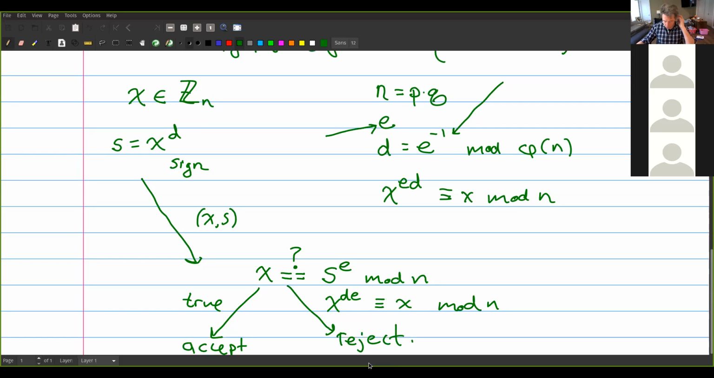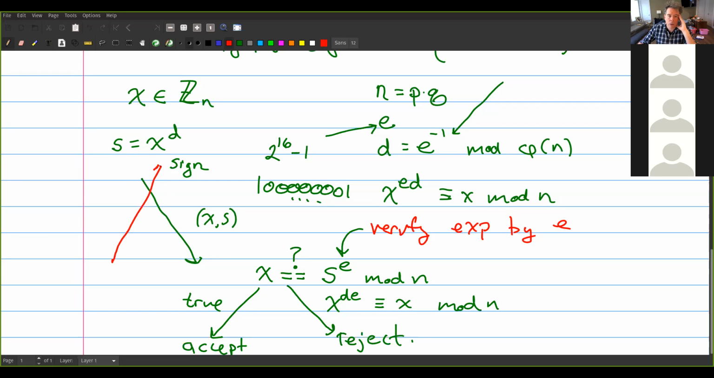All right. So a couple things to observe here. One is that the public exponent is usually small. It's like 2 to the 16 plus 1, which is 1 followed by several zeros, 15 zeros, and then a 1. But when you exponentiate by e, that's what happens in the verification process. So to verify, you exponentiate by e. Okay, but to sign, here's the signing process. When you sign something, you exponentiate by d.